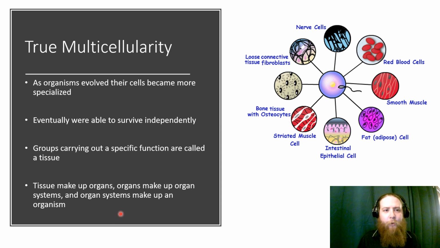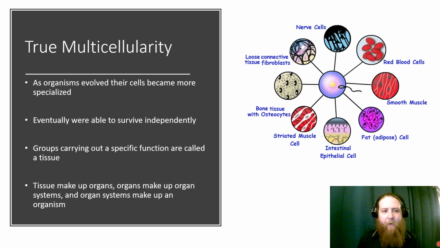All right, so for true multicellularity, this is organisms that have many types of cells, cells that are all doing different functions. As organisms have evolved, their cells have become more and more specialized. Eventually, they are able to survive independently.